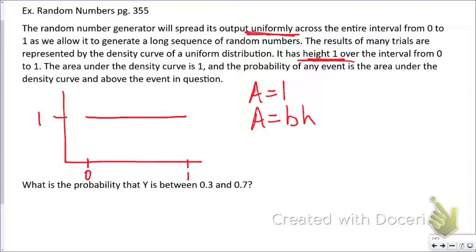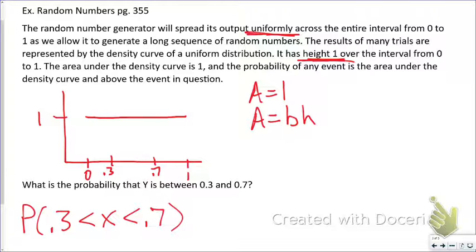Okay, let's answer this final question. 0.3 ≤ x ≤ 0.7. Let's make some marks on here. So we have a nice, easy rectangle to work with. That looks like it has a width or a base of 0.4. It has a height of 1, which means the answer is 0.4.